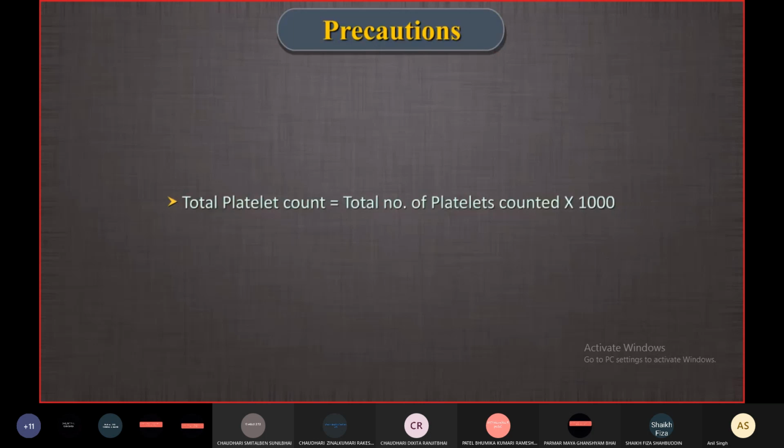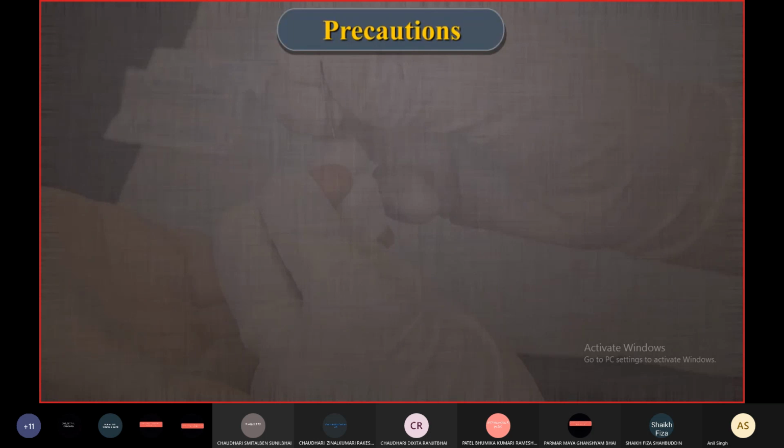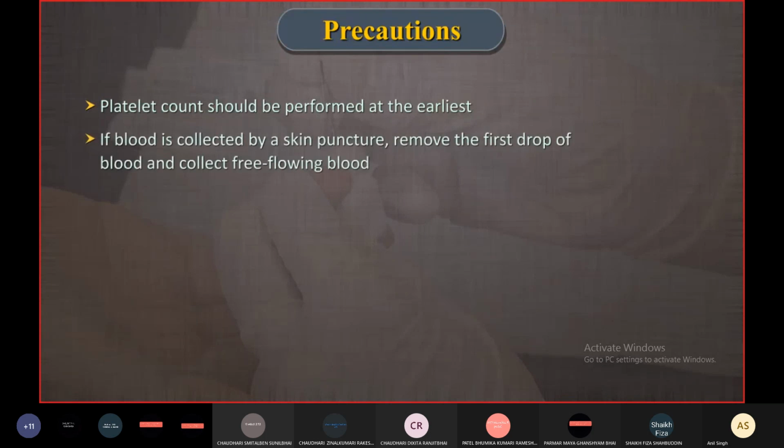Things to take care of to avoid error. 1. Platelet counts should be performed at the earliest. 2. If blood is collected by a skin puncture, carefully remove the first drop of blood and collect the free-flowing blood for the platelet count. This will minimize the occurrence of platelet clumping and adhesion of platelets to the puncture site.